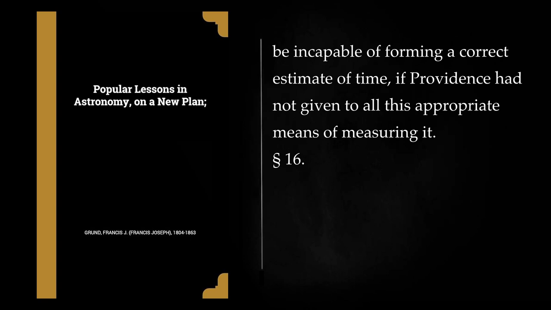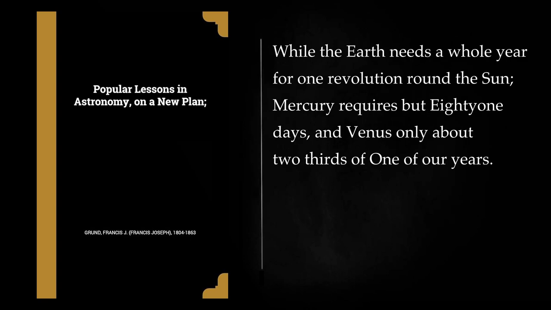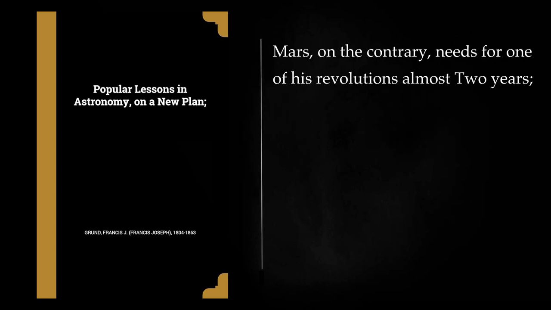Section 16. While the Earth needs a whole year for one revolution round the Sun, Mercury requires but 81 days, and Venus only about two-thirds of one of our years. Mars, on the contrary, needs for one of his revolutions almost 2 years.